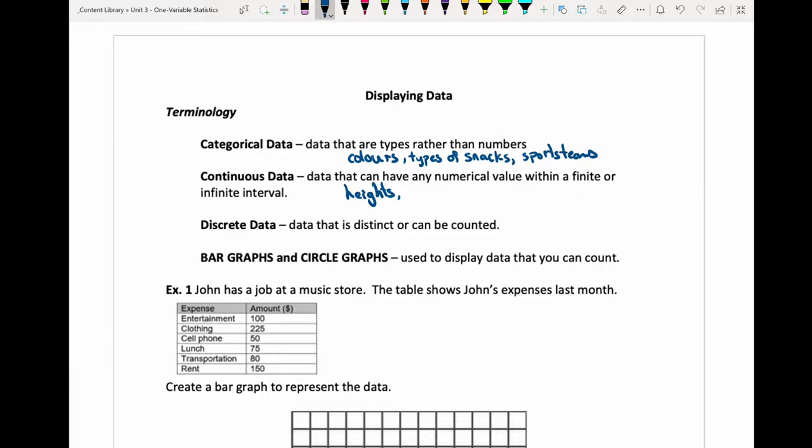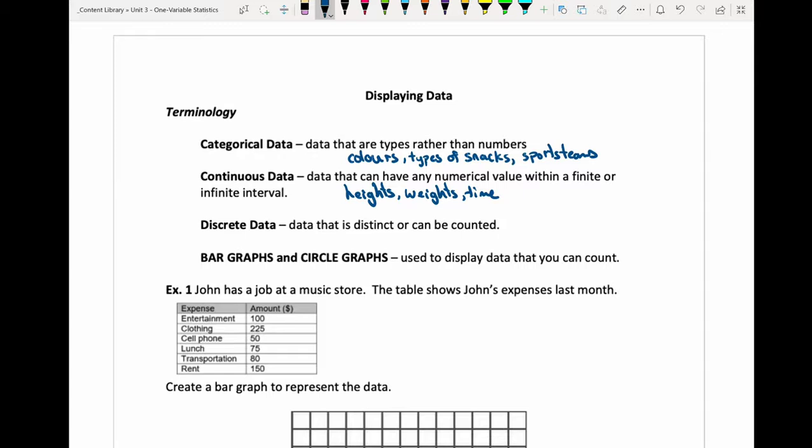You are 6 feet 3 inches, right? Or you're not just a clear 180 centimeters. It could be 181, 182, 182.5, 182.05, something like that. You could also look at weights or mass. You could also look at time. So basically almost anything that you're physically measuring would be something that's continuous.